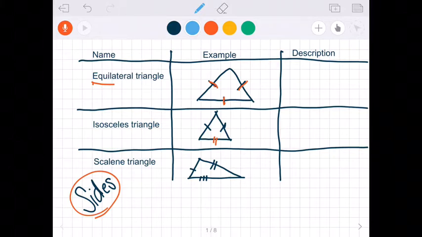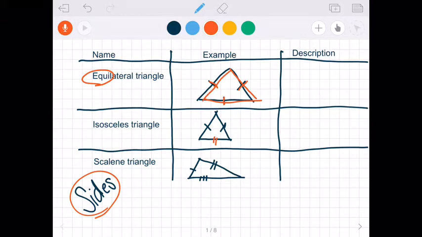So our first one is an equilateral triangle. You see the word equal in equilateral, don't you? Okay, so that just means that each of these sides are the same length. All three sides of my triangle are of equal length. Draw yourself an equilateral triangle.